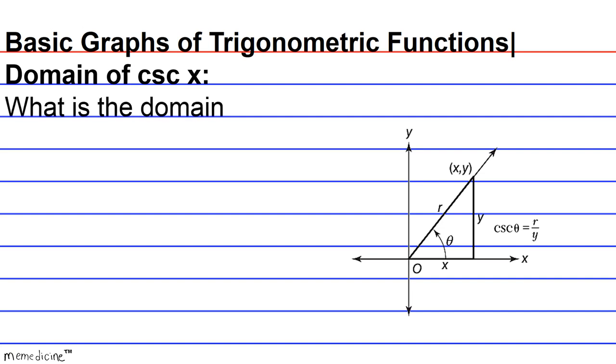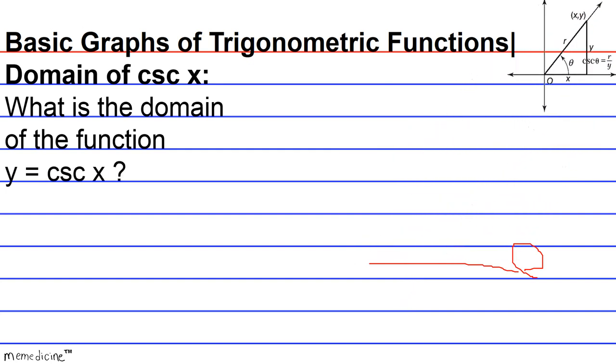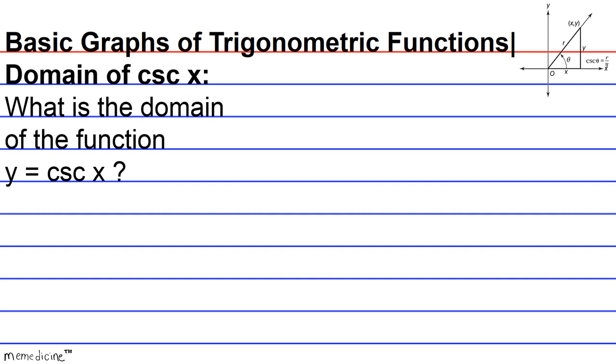What is the range? I mean, not the range, domain. And when I say domain, what I mean is the set of all possible independent variables. The independent variables are the input variables, or the x values, the values along the horizontal axis of the function y is equal to the cosecant of x. I'll give you a moment to think. What is the domain of the function y is equal to the cosecant of x?